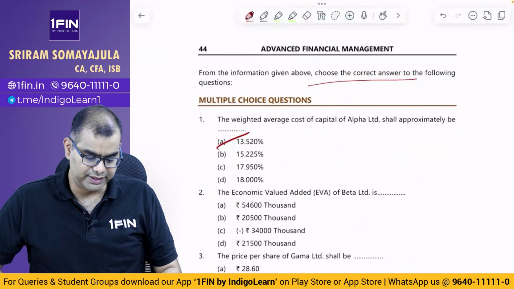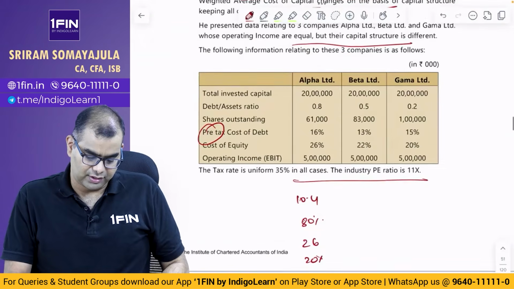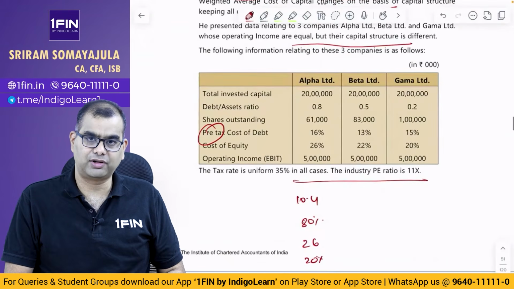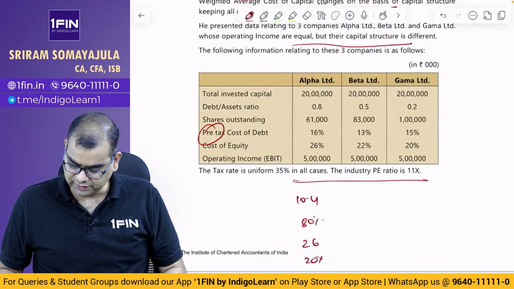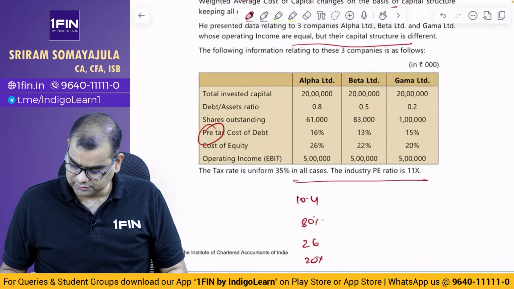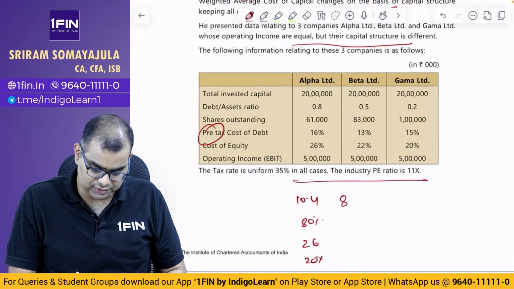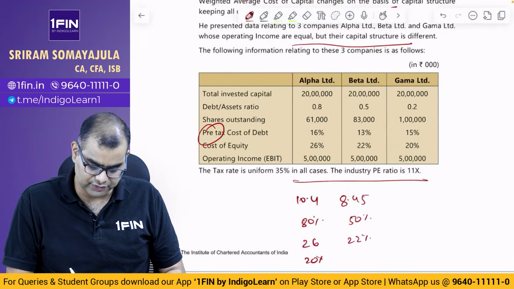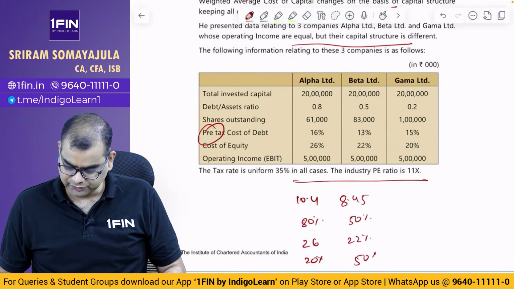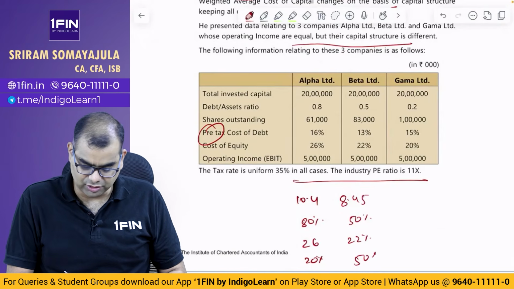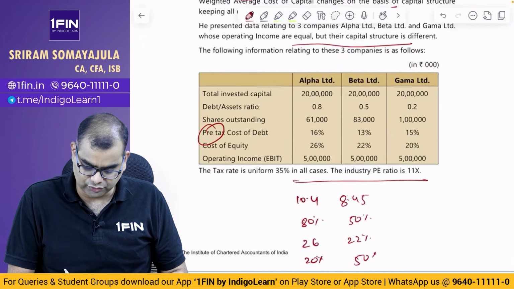Then EVA of Beta Limited. What is EVA? Again, you have to compute WACC, and you have to compute NOPAT and all of that. So this is 13 into 0.65, which is 8.45, and the weight here is 50%. The balance is 22%, weight is 50%. So divided by 2, you get 15.225.